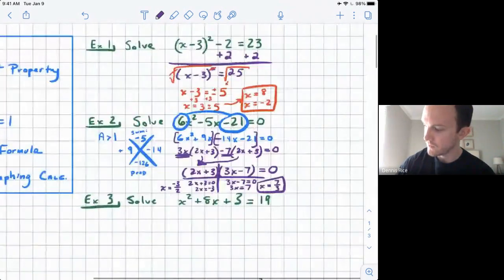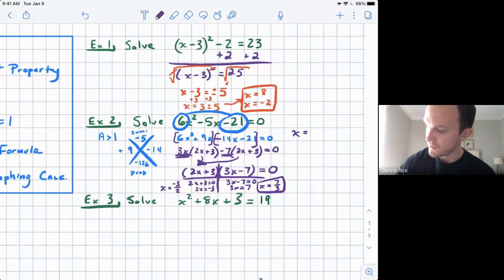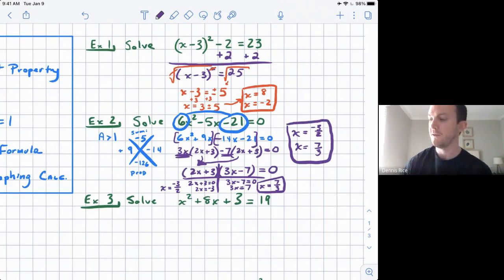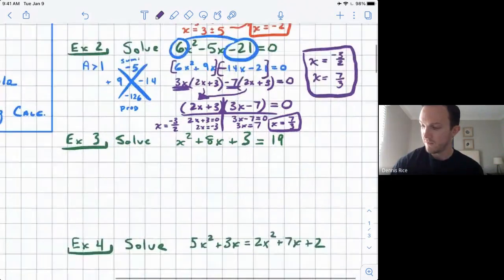Okay, a little sloppy towards the end there, so I'm just going to write it a little bit cleaner. We get 2 solutions of -3/2 and 7/3. And again, improper is fine as long as it's simplified. And that's it for example 2. So factoring paid off there.